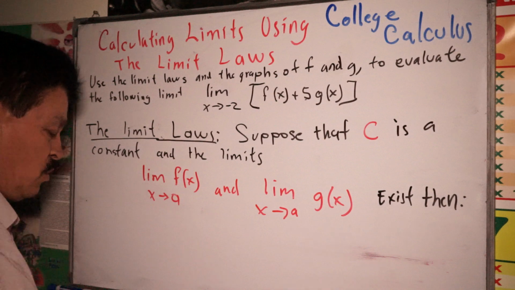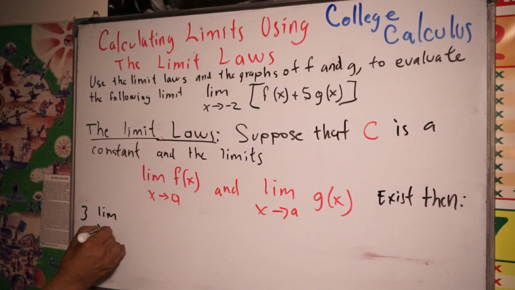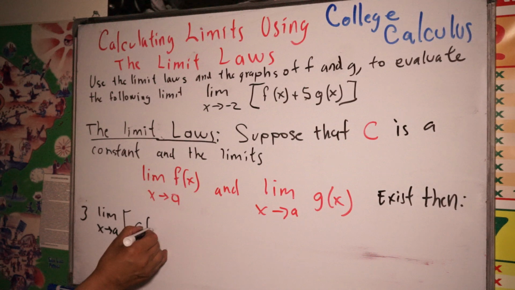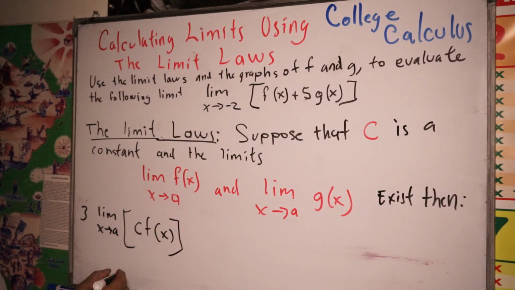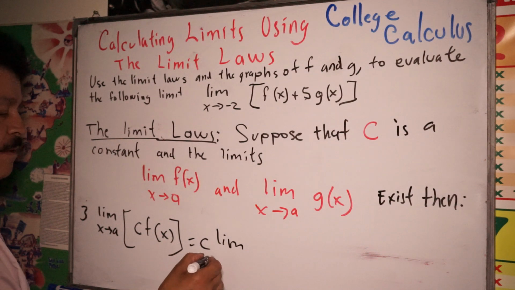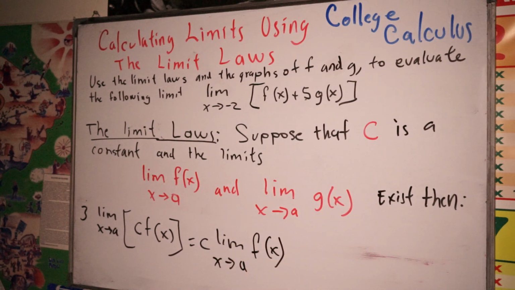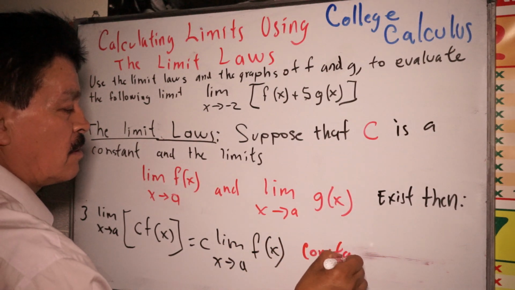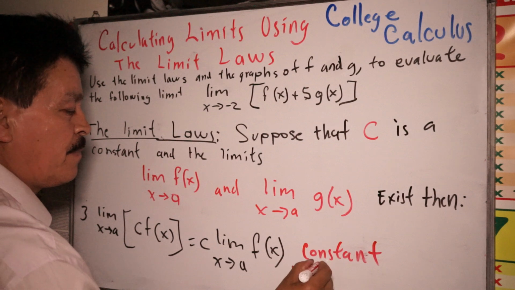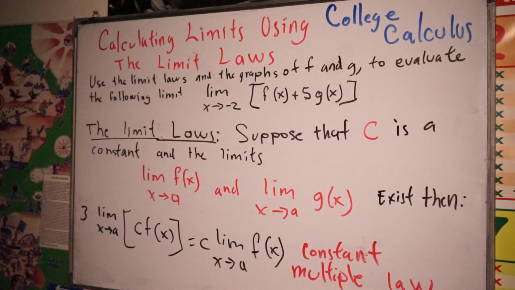Number 3. I will explain only 5 today. The limit as x approaches a of c times f of x equals c times the limit as x approaches a of f of x. This is the constant multiple law.